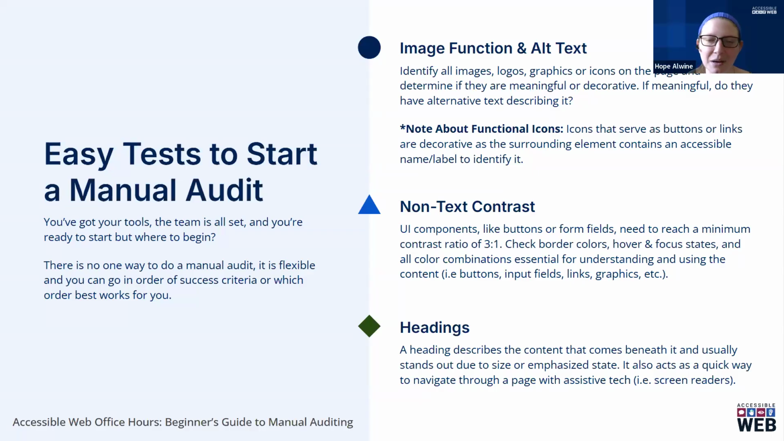It definitely can take up a chunk of time, but I find it relaxing. So the Accessible Web Chrome extension can help identify all of your UI components, and then you can use the contrast checker to make sure that it's reaching sufficient contrast ratios. For non-text contrast, you want to be reaching that 3:1 contrast ratio.